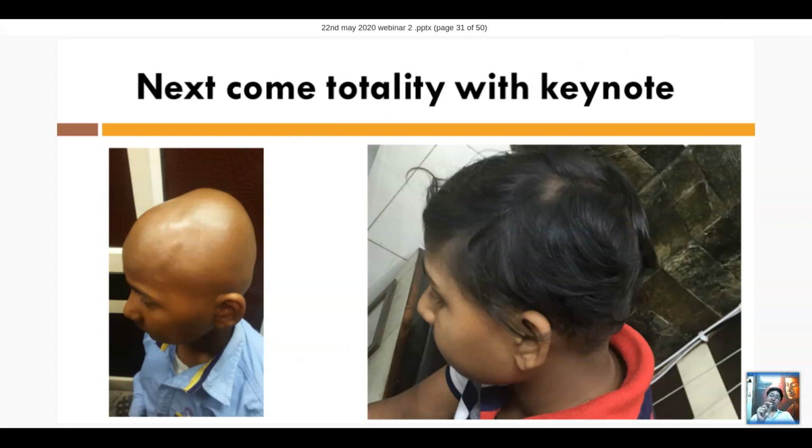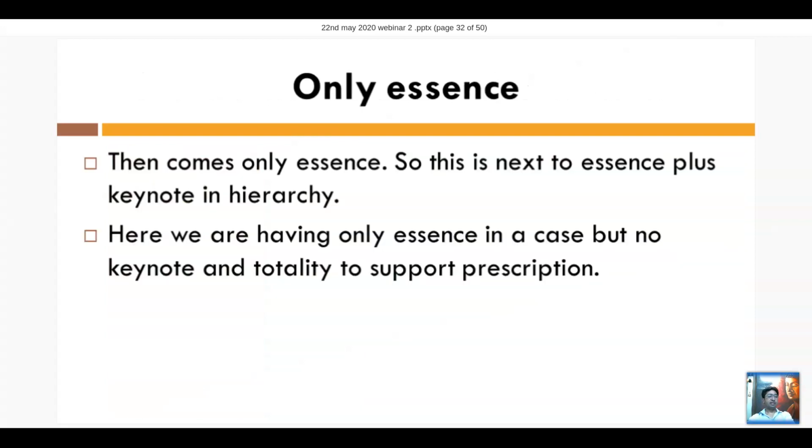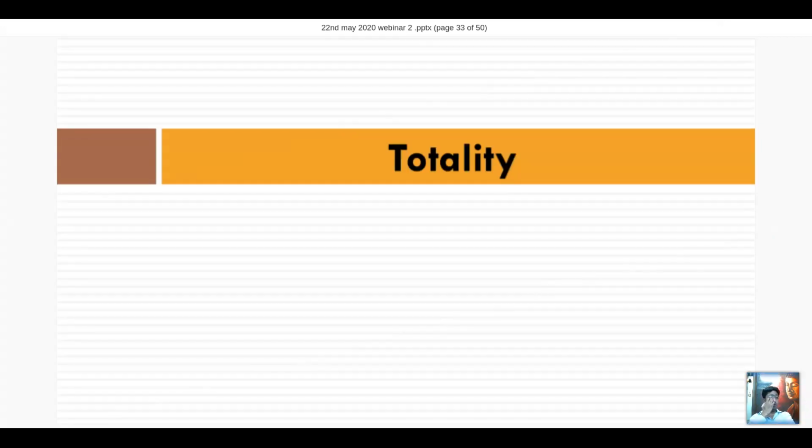In this case, we are having the rubric embarrassment and mortification. Along with that, weeping with mortification, and then a few keynotes which are very suggestive of Pulsatilla. And this is the change after that prescription, after Pulsatilla. So in this case, we are having totality and keynote, and sometimes we are having only essence, nothing in support, and we have to prescribe only on the essence. And totality, you all know, right? When I say totality, what do I mean by totality?